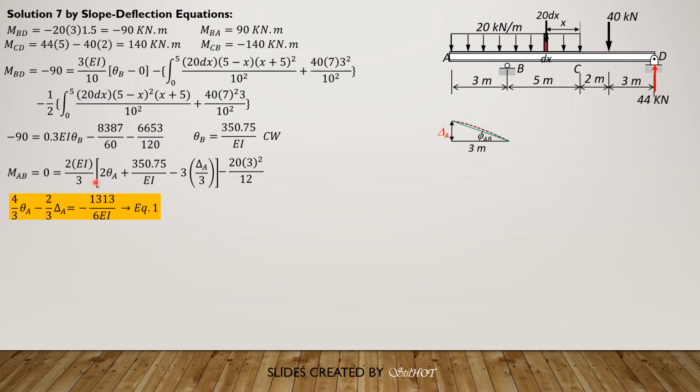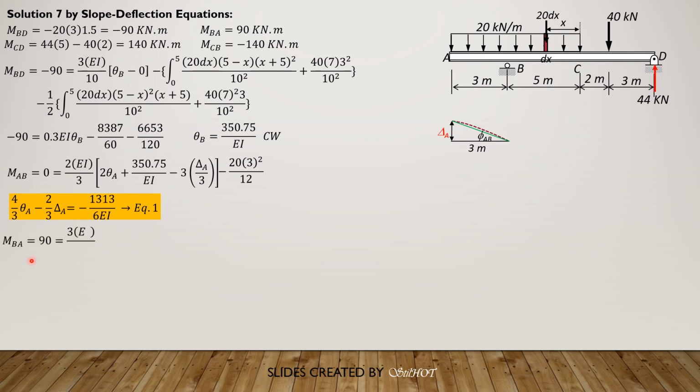Then 2/3 times negative delta A, because this 3 over 3 is negative 1, is 2/3 delta A. Then 20 times 3 square over 12 to the left is positive, times 3 times minus 2/3 of 350.75. So minus 2/3 of 350.75 is negative 1313 over 6 EI. Call that equation 1. Then next is moment BA.